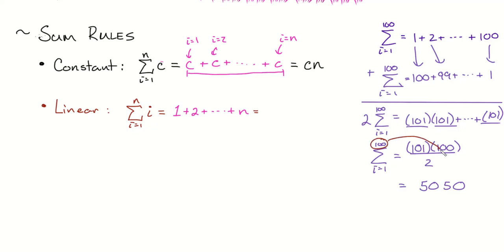That's n, right? Okay, so there's an n. And then what's this with relation to n? n plus 1. And then it all got divided by 2. Here is the rule if it's just a linear.